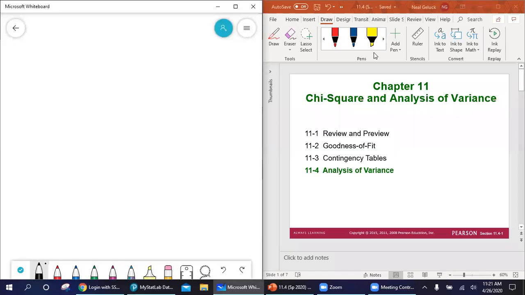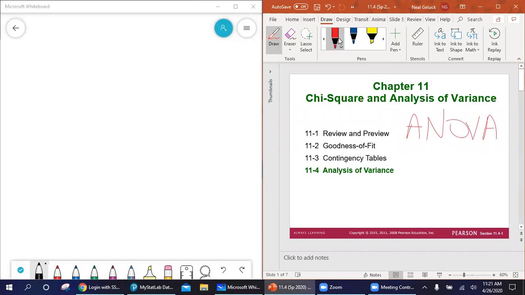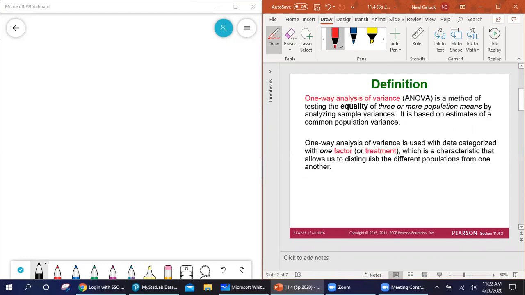Statistics. This is our last section of the semester. We're looking at what's called analysis of variance, which is abbreviated ANOVA. So this is an ANOVA test. What's good about this last section is that we don't really do much ourselves. We look at the data and we interpret the data.